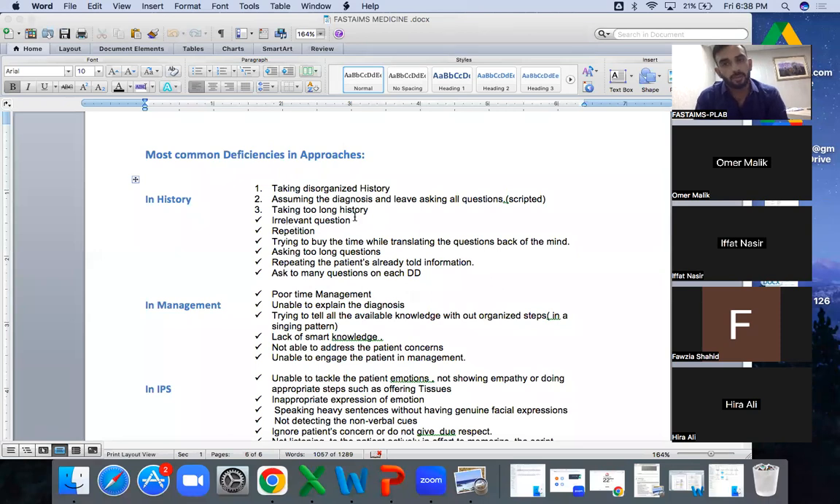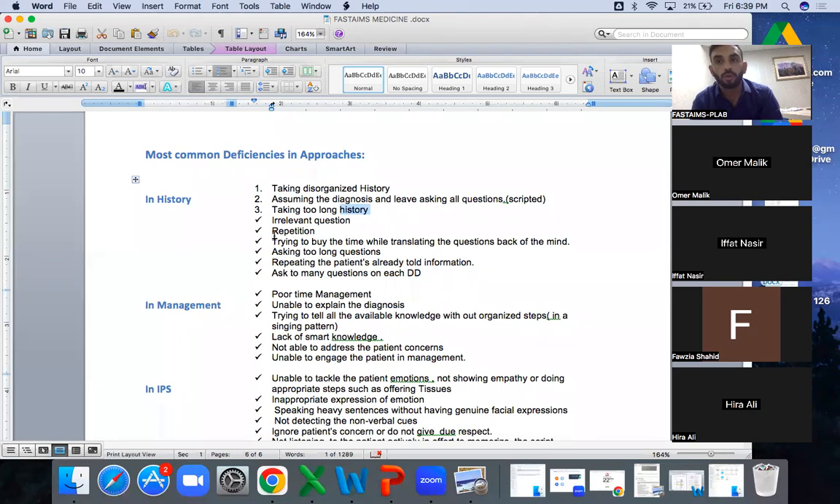Taking too long a history. Why do people take too long a history? I have specially put these points, because I know that 90% of people, especially the people from Pakistan, take too long a history. There are reasons behind that. One is irrelevant questions. We ask so many irrelevant questions.